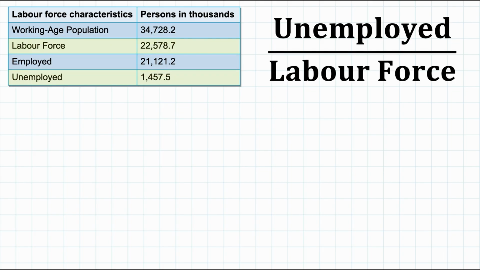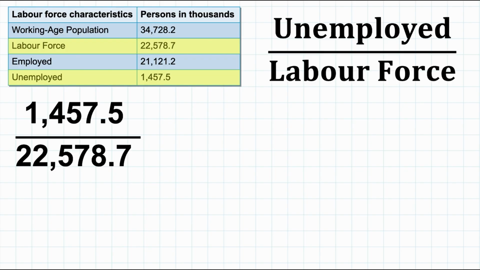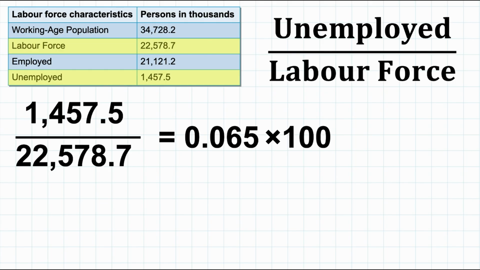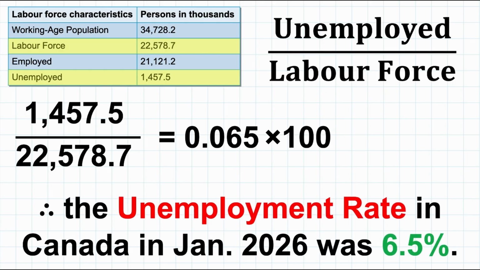Now that I've actually got the unemployed and labor force numbers, I can substitute them into my equation, and that's going to give me this value here, which I can simplify to 0.065. However, it's a rate, so I have to multiply by 100, and this means that the unemployment rate in Canada in January of 2026 was 6.5%.